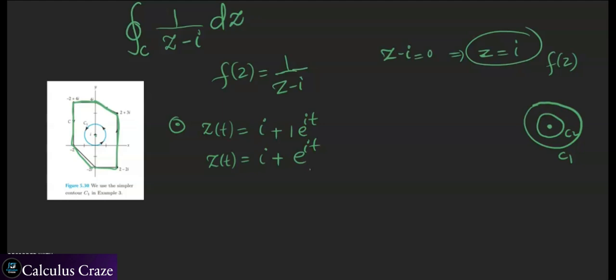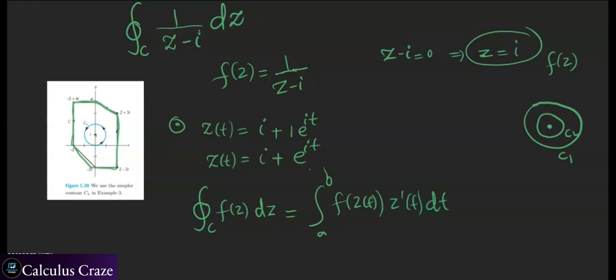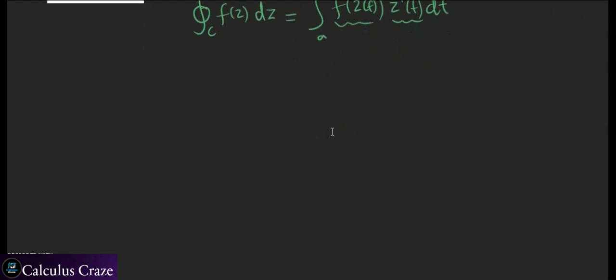So let's apply the formula. The formula says that when you integrate this function over a contour, you can write the integral from a to b of f of z of t times z prime of t dt. Of course, in this case, t runs between 0 and 2 pi. So all I need to compute is f of z of t and z prime of t, and my a is 0 and b is 2 pi. So I can apply this formula and calculate the integral.